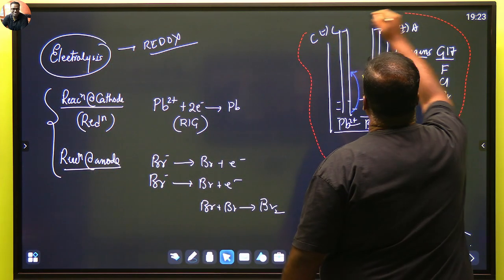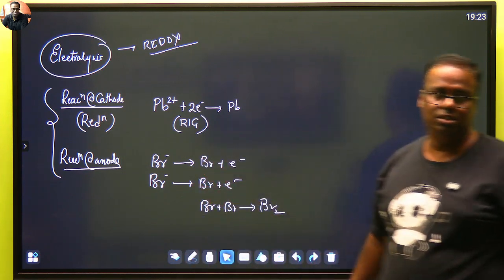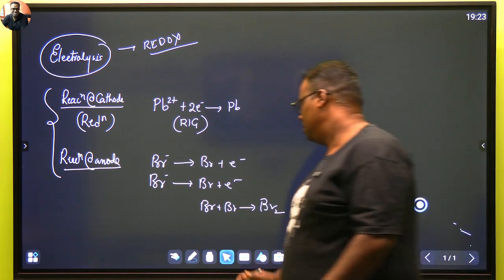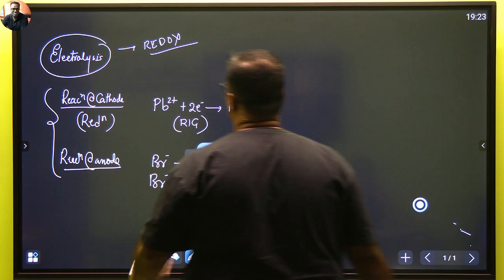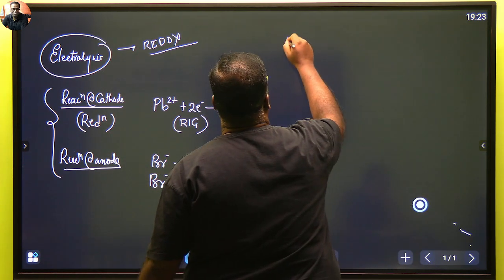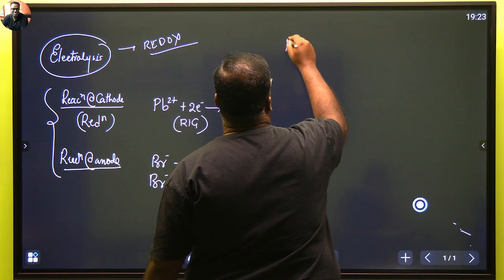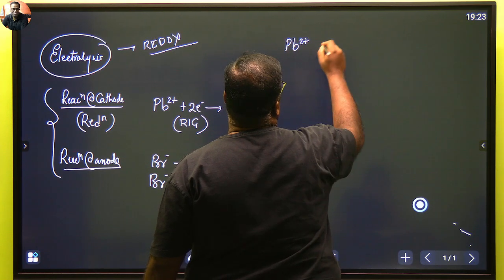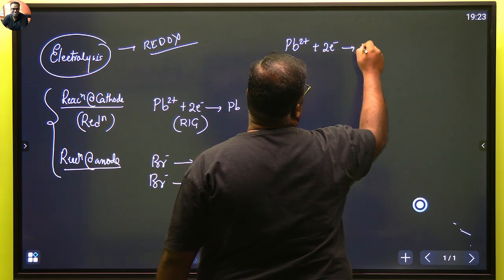Now we have to see what happens to the electron. Where does the electron come from? Have you understood this part or not? This part is understood? Okay. Now let me write my oxidation half reaction. So my oxidation half reaction is Pb2+ gains 2 electrons and forms Pb.